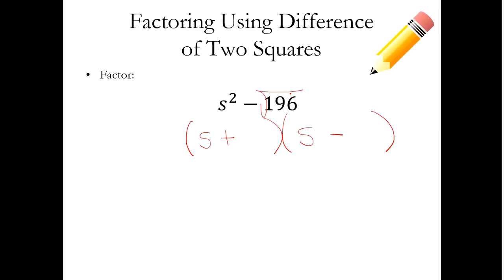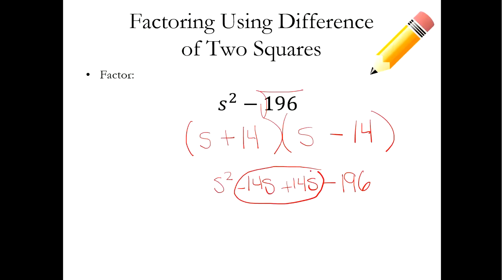Let me grab my calculator here quick. 14, is that what you got? I got 14. So I know that this has to be 14. Let's multiply it back out. Let's make sure we get it. So we've got s times s, that's s squared, negative 14s, positive 14s, and then negative 196. Notice, guys, how these two are going to cross out. That's why they have to be a plus and a minus, because then they'll cancel each other out. So we'll have s squared minus 196, which is our original problem. Thus, we have factored correctly.